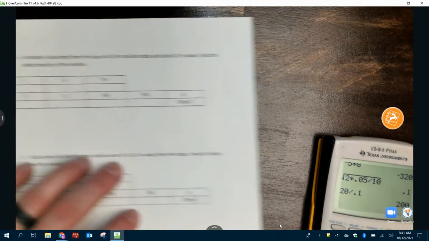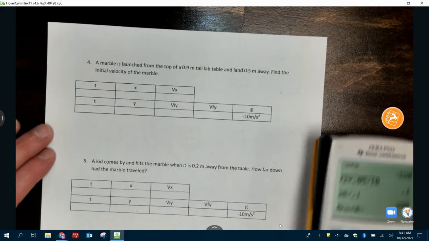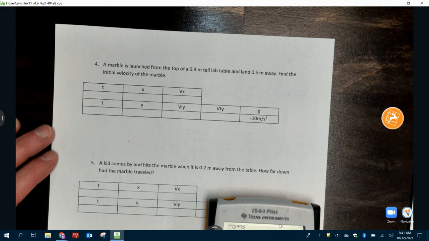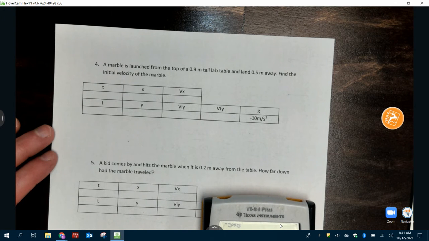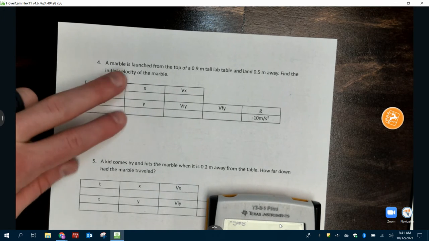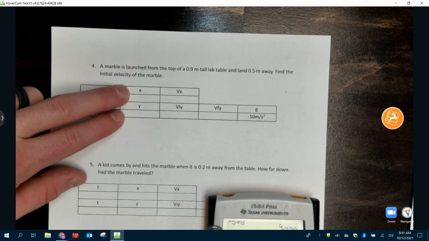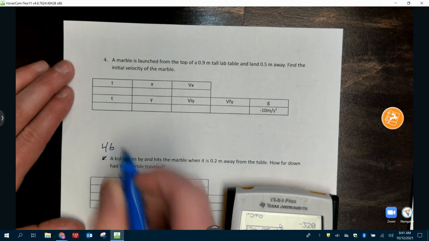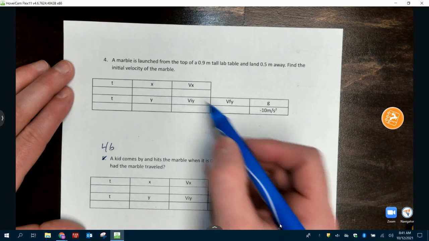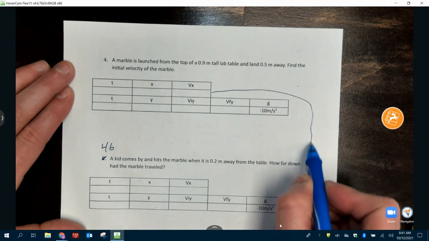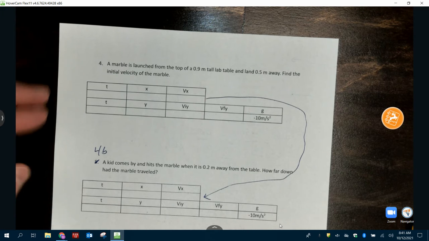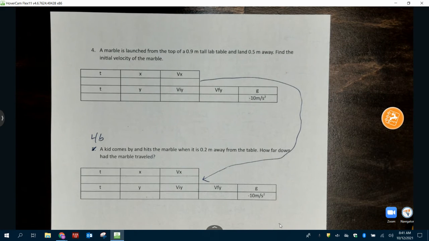Okay. Number 4. We've got a marble launched from the top of a 0.9 meter tall table, and it lands 0.5 meters away. Find the initial velocity of the marble. Go ahead and try this one. 5 is really like 4b. After you get your initial velocity, this Vx, you're actually going to use it down here. Go ahead and try those. All right, try 4, 5, and 6.